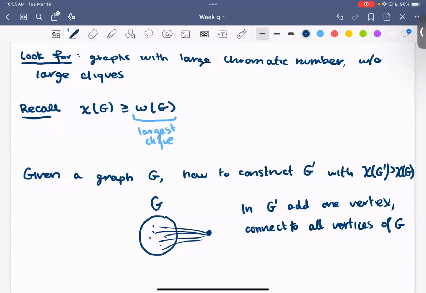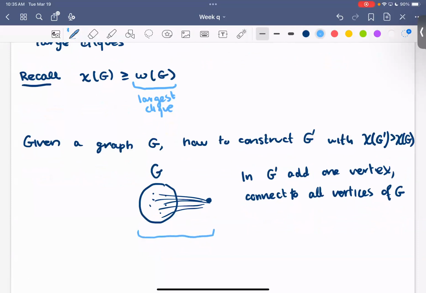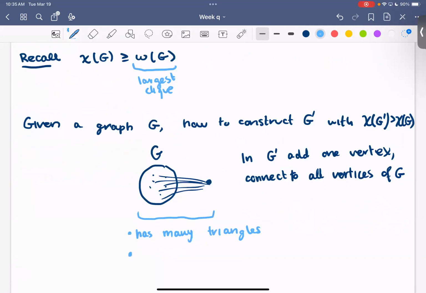So one observation is that this construction is going to produce a lot of triangles. Which is bad if we want to produce large graphs without cliques. So I guess like, what does this have? This has a lot of triangles, but also, whatever the size of the largest clique in G is, we've made a new clique of size 1 larger. So it may contain large cliques.